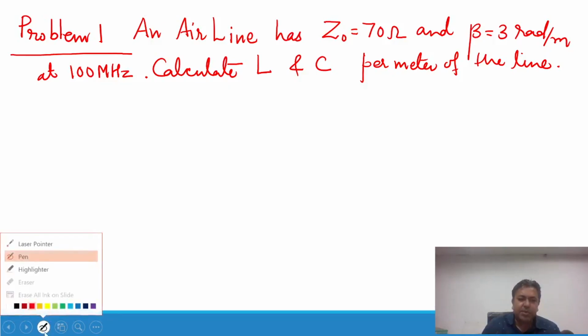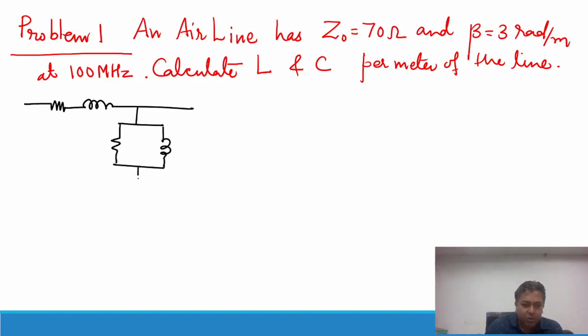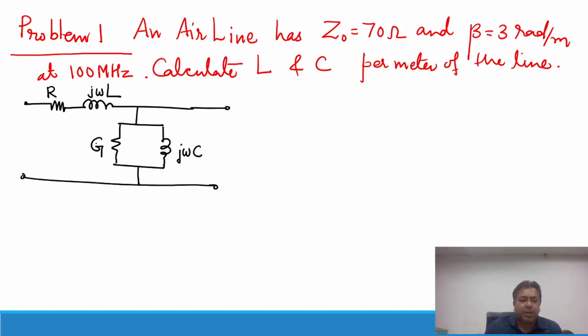And when the line is lossless, it means the resistance of the conductor is 0 and the conductance of the dielectric is 0, because we have studied the model of the transmission line. Because a transmission line is a distributed network, it is not a lumped network. But for simplifying things, we have just assumed this is one part of the transmission line, and this is the resistance of the conductor, inductive reactance of the conductor, conductance of the dielectric, and capacitive susceptance of the dielectric. So this is the model of the transmission line. When the line is an air line, it means it is lossless.